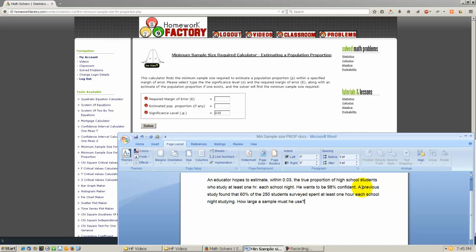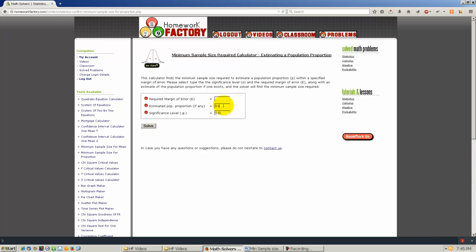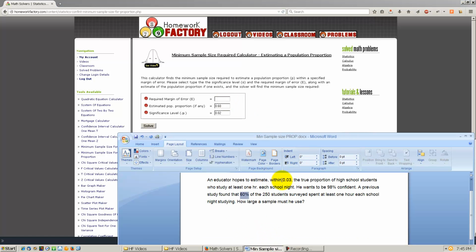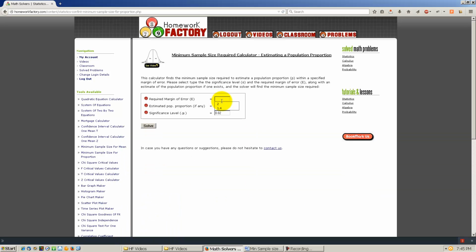Then the problem is saying that a previous study found that 60% of the students spend a certain amount of time studying at night. Well, this 60% is the estimated proportion. So 60%, we just write it as 0.6 or 0.60. And then we have, what is the required margin of error? Well, the educator wants to be within 0.03 from the true proportion. So this is the margin of error, 0.03.